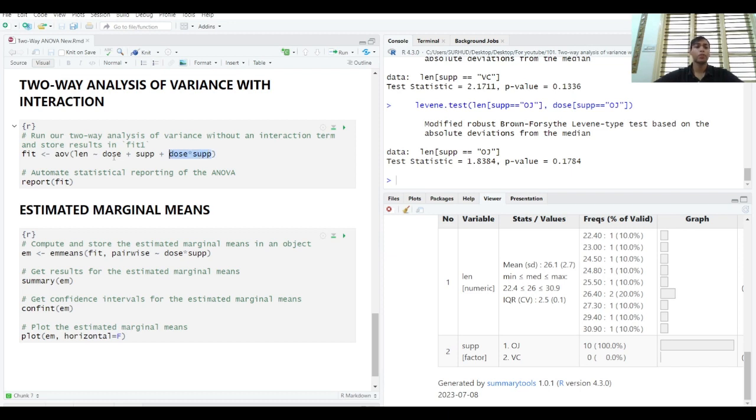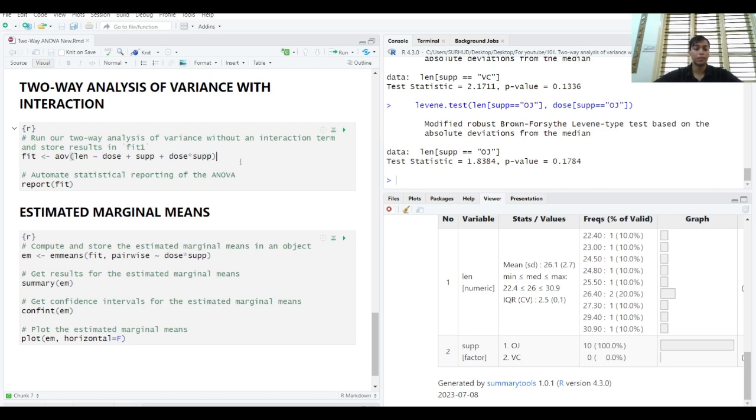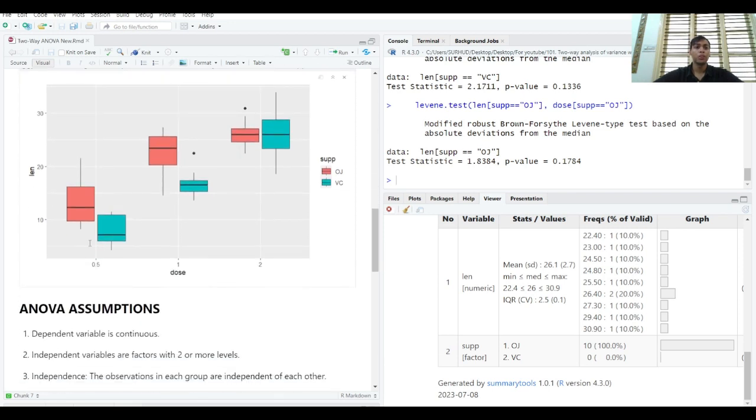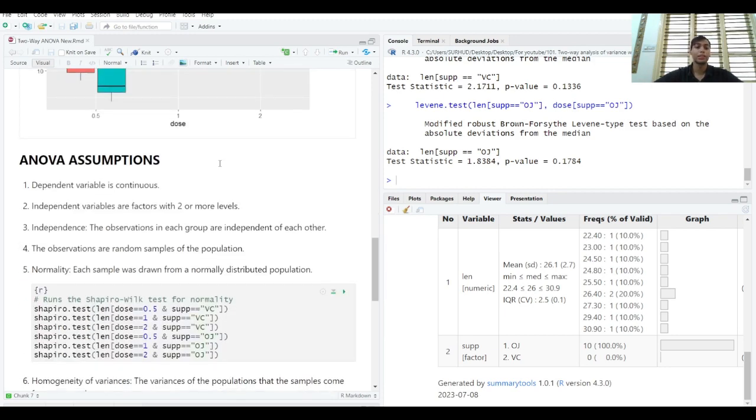In R, the variable on the left hand side of the tilde is the dependent variable. The variables on the right hand side of the tilde are the independent variables. So this is something you would need to note down. Now, I could have not included this interaction term and seen the effect of these two variables. However, we want to see whether there is an effect of both of these variables simultaneously. So if you remember what we saw for 0.5 and 1 milligram per day, we saw that orange juice might be better in increasing odontoblast length.